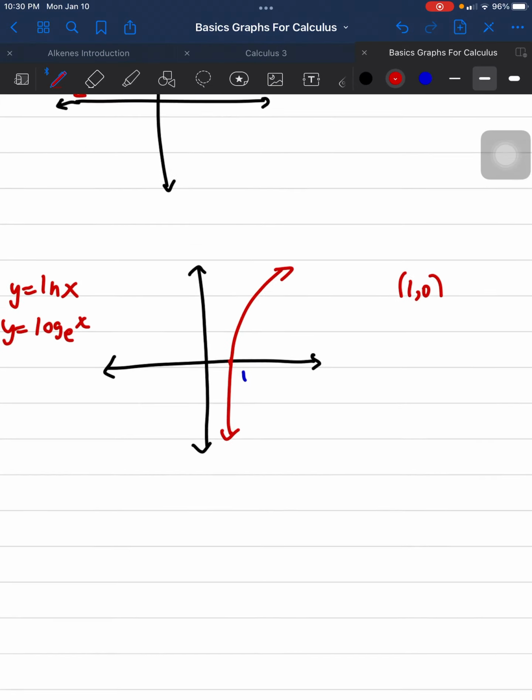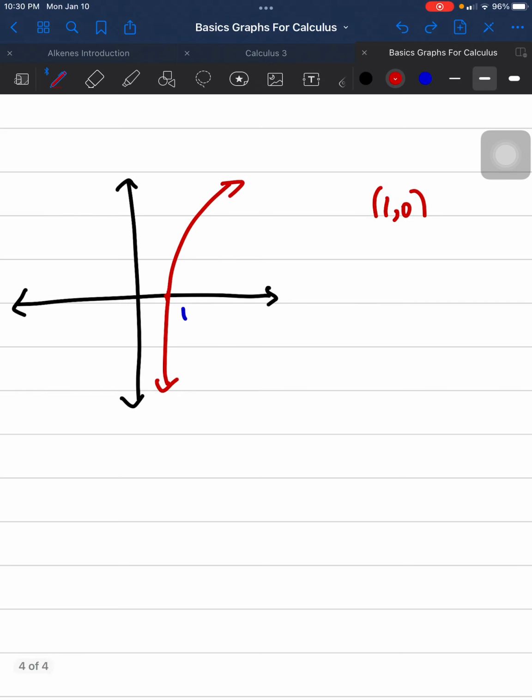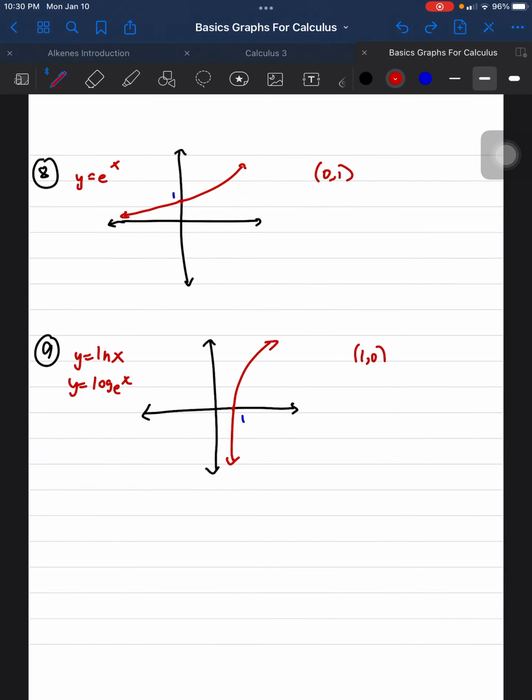And in this case, as x approaches negative infinity, it gets closer and closer to 0, but never reaches 0. And as x approaches infinity, y approaches infinity as well.